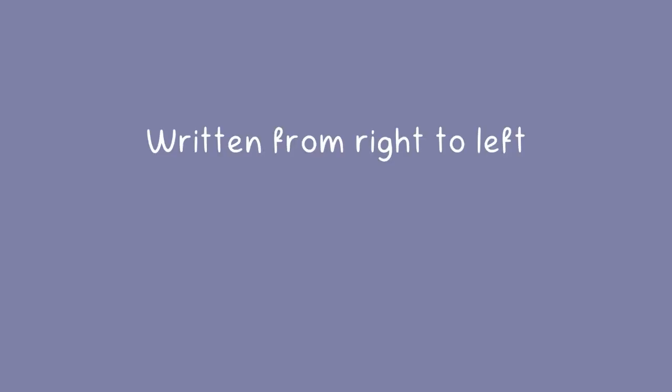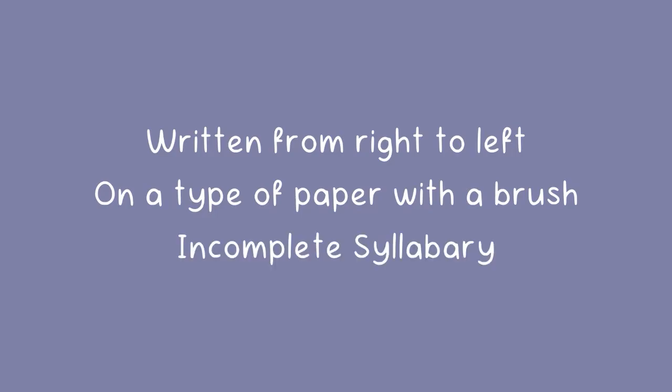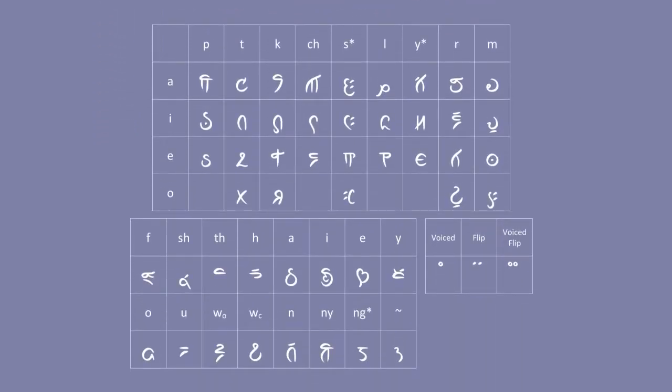It is written from right to left, it is written with a brush on paper, and it is, I guess you could say, an incomplete syllabary. What is an incomplete syllabary? Well, here it is. As you could see up top, here's the syllabary part, but there's also an alphabet over here, alongside some minor diacritics. This is what I mean by incomplete syllabary.